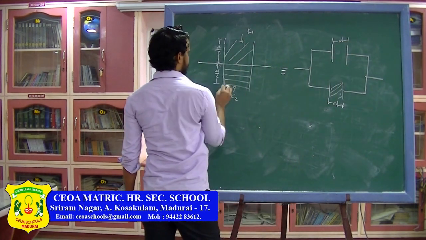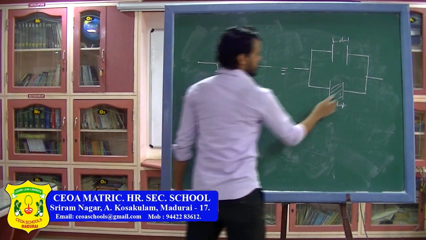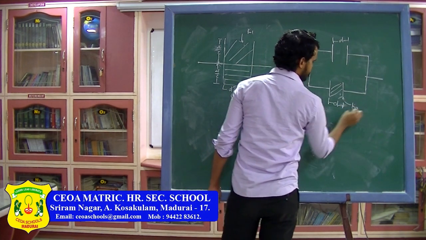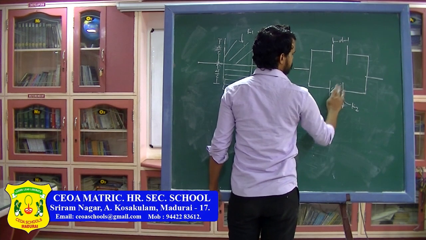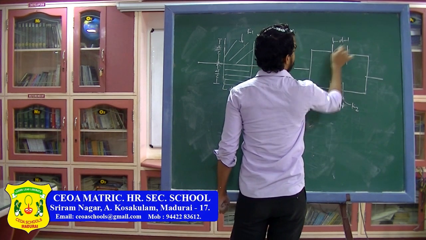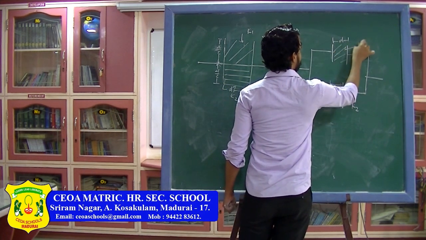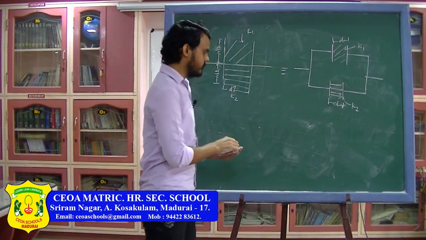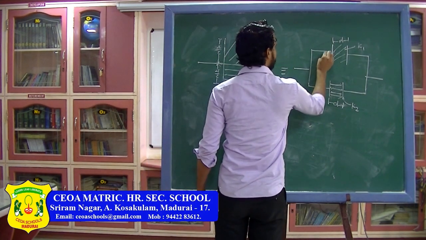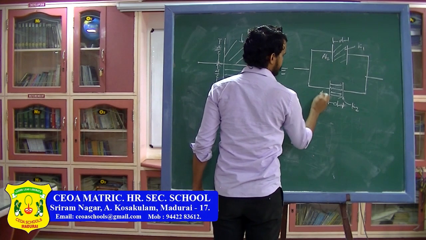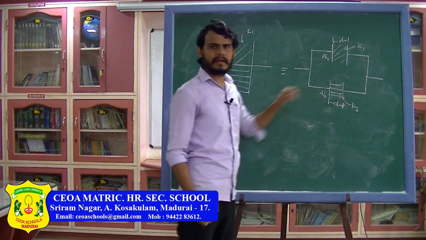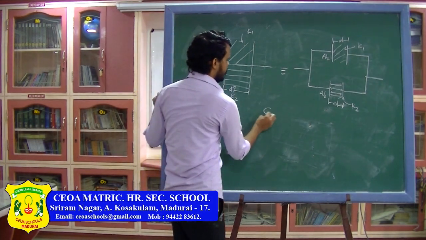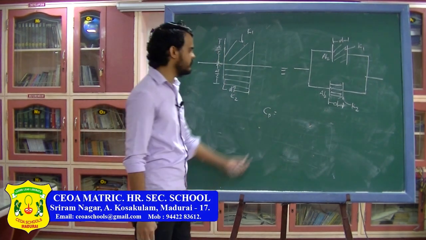So this distance is d. Here this capacitor is filled with a dielectric of constant K2 and this is filled with K1. Now the area of this capacitor is A by 2 and the area of this capacitor is also A by 2, and I can see that these two capacitors are in parallel. So the equivalent of these two can be written as Cb is equals to C1 plus C2.